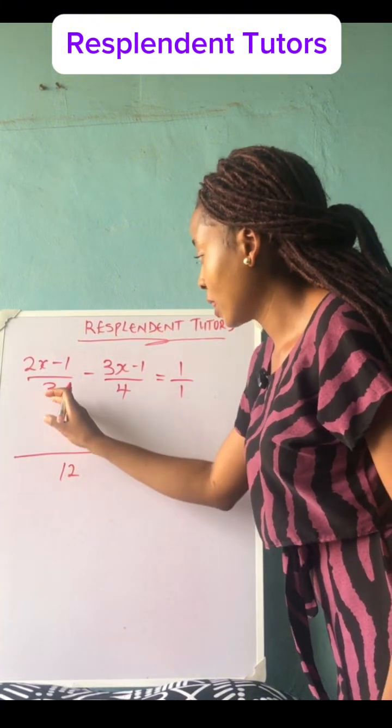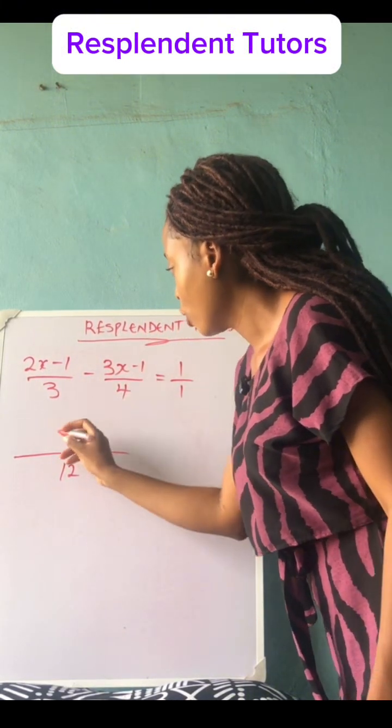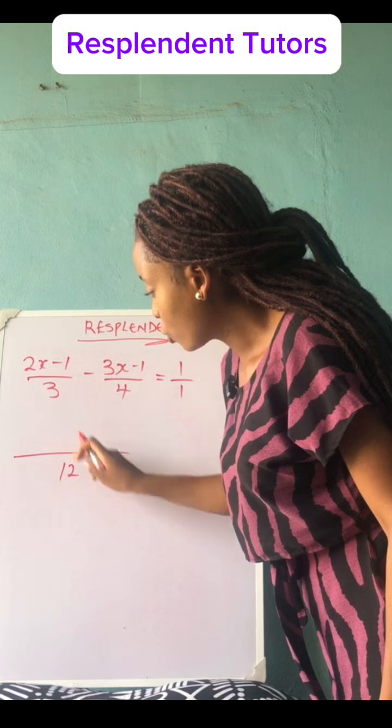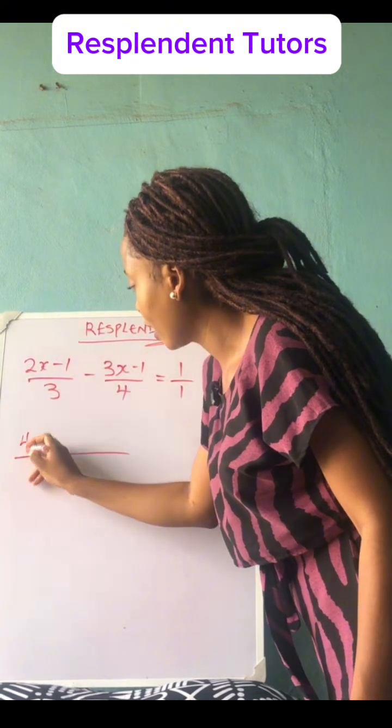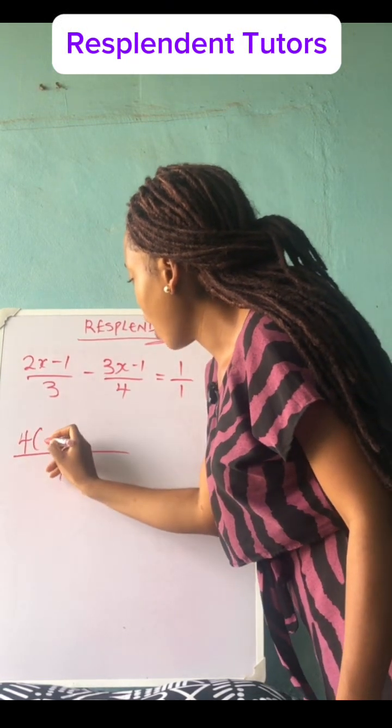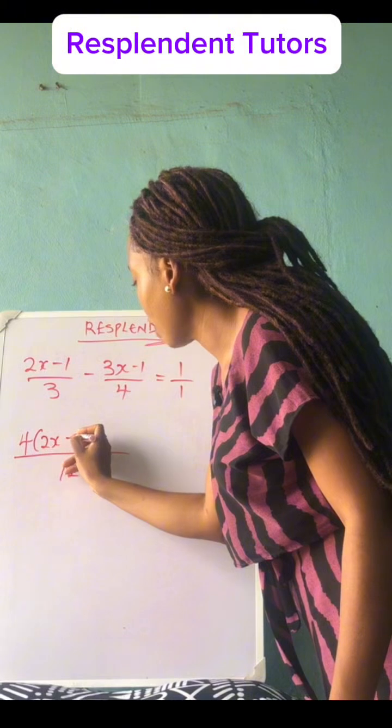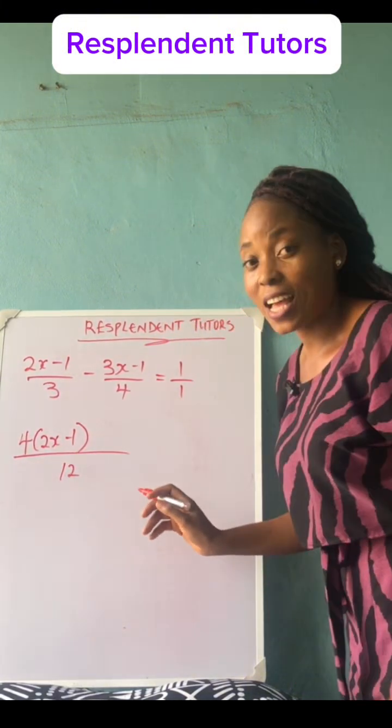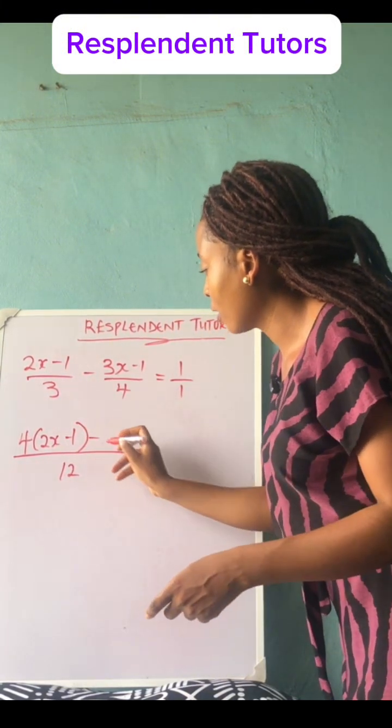Resolve this. We have 12 divided by 3. 12 divided by 3 is 4. So we have our 4 here. 4 multiplied by our numerator, 2x minus 1. Do you understand? Let's try it with the other one. So we'll put our minus sign here.